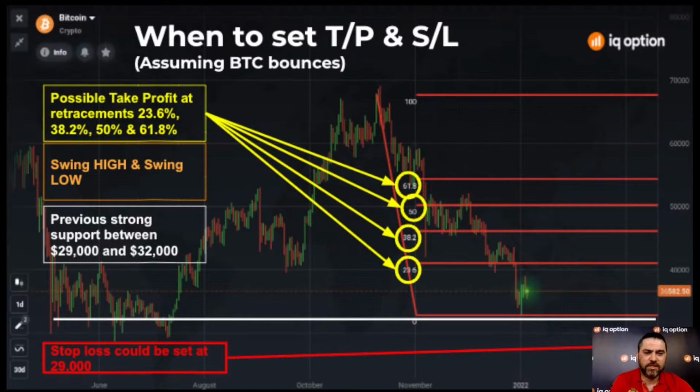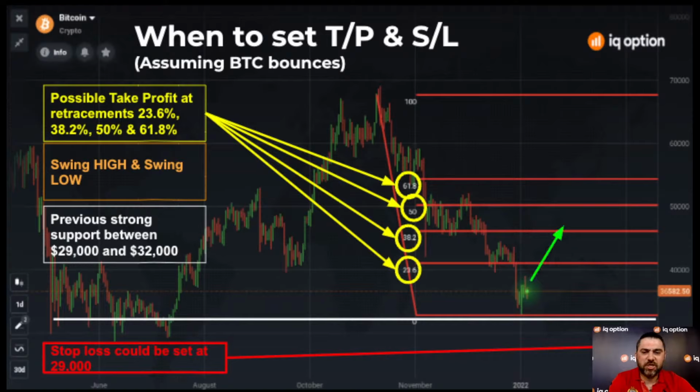The 23.6, the 32.8, the 50%, or the 61.8. All four of these are very good, depending of course on how patient you are and how long you're going to be willing to wait for your trade to come in, and hopefully it does. But you do have the stop loss in at 29,000 in case the market goes in the opposite direction.